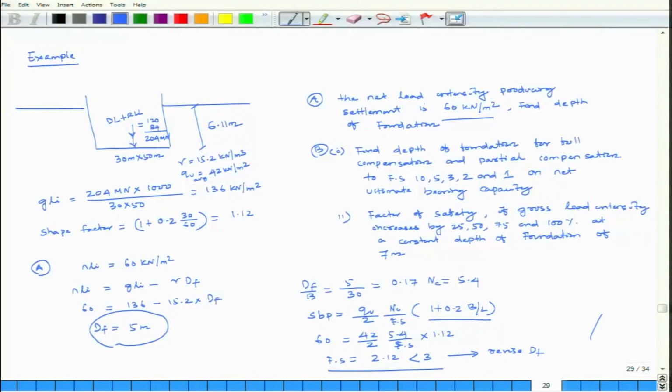Factor of safety if gross load intensity increases by 20%, 50%, 75% and 100%. That means here gross load intensity is given 136, increase is 20%, increase 50%, increase 75% and increase 100%. Then also you can find it out, this part I leave it to you.